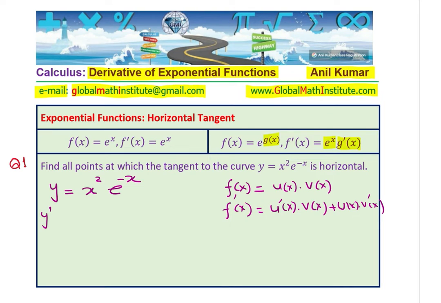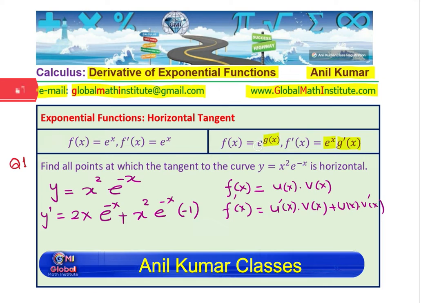So the derivative of this particular function will be the derivative of the first function, which is 2x, times the second, which is e to the power of minus x, plus the first function times the derivative of the second, which is e to the power of minus x times minus 1. Why minus 1? Because the derivative of minus x is minus 1. Following this definition, the derivative of e to the power of g of x will be e to the power of g of x times the derivative of g of x, correct? So that becomes the derivative.